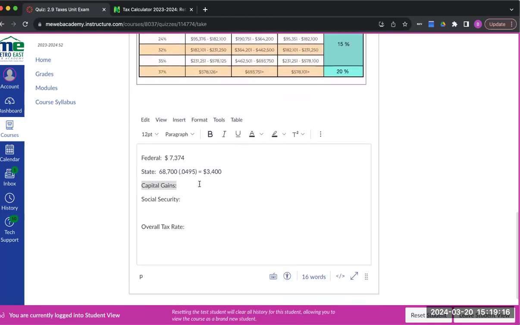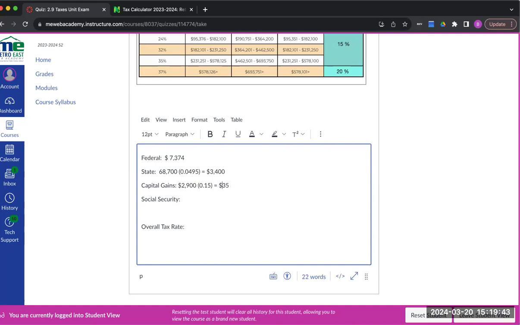So let's go ahead and do $2,900 times the multiplier of 15%. And you can write it as 0.15. And that's going to give you, let's go ahead and do that, 2,900 times 0.15, $435 of capital gains tax he has to pay.